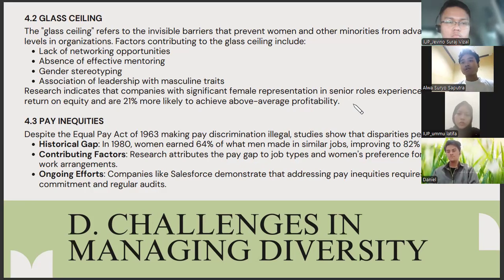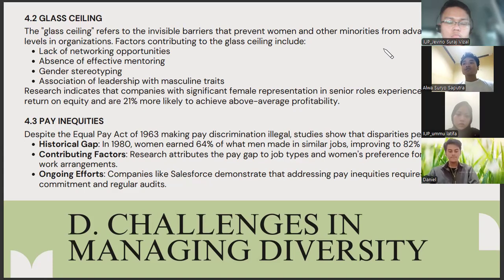Next, point two, the glass ceiling. The glass ceiling refers to the invisible barriers that prevent women and other minorities from advancing to top levels in organizations. Despite women having more college degrees than men and performing equally well in managerial roles, they held only 4.8% of Fortune 500 CEO positions in 2018.